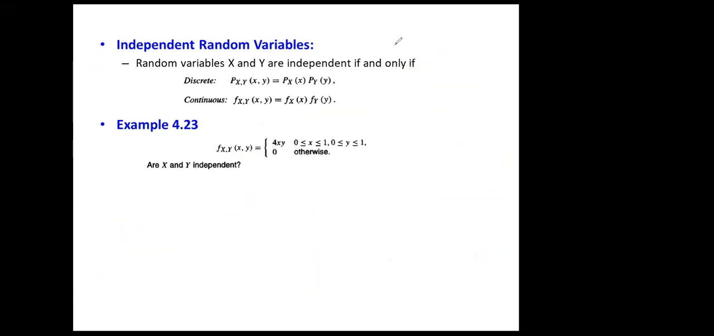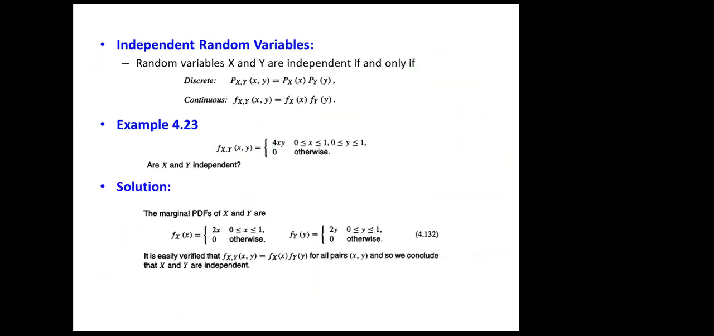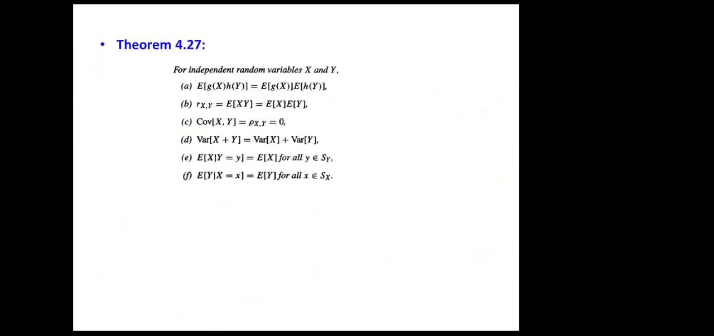Let's clear and go to the next slide. We have already seen this one. Now in theorem 4.27, they are telling that when X and Y are independent, then we can write these six criteria. What are these criteria?